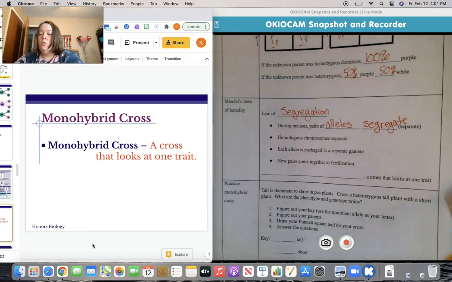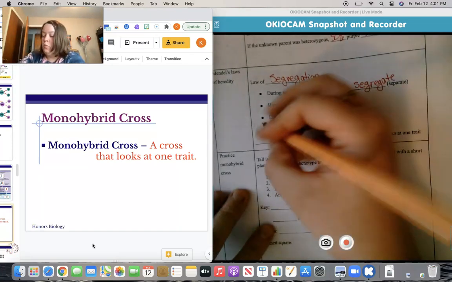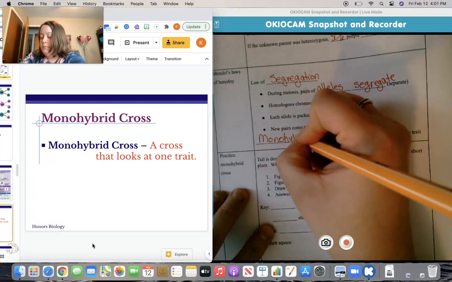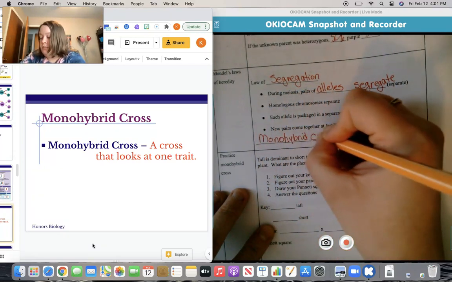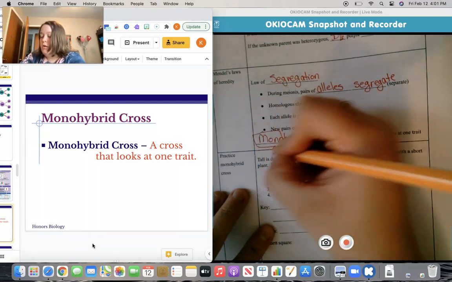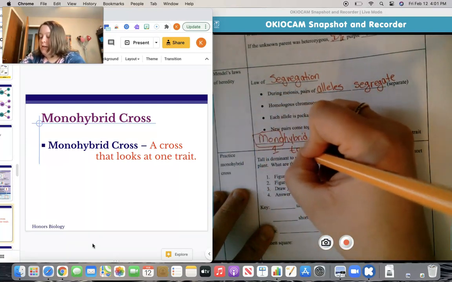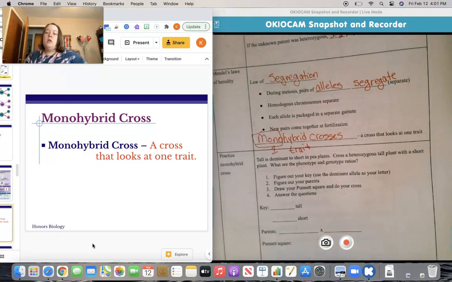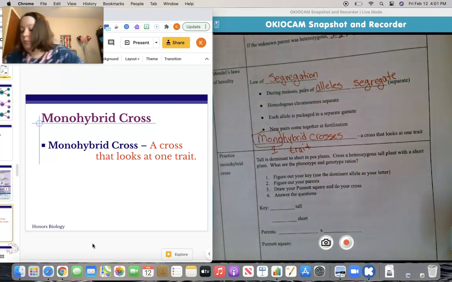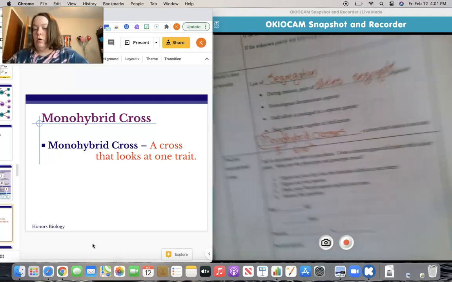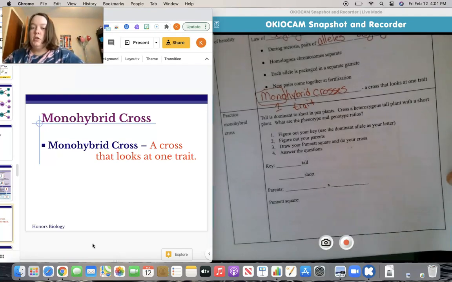Now, when we're looking only at one trait at a time, we are performing monohybrid crosses. Monohybrid crosses, the prefix mono means one. We're only looking at one trait at a time. And we did one earlier, but we're going to go through another. And I'm going to show you some tips on how to walk through these problems.